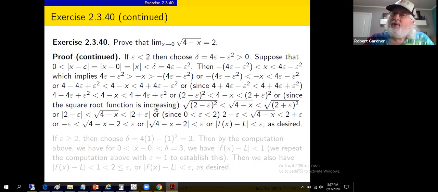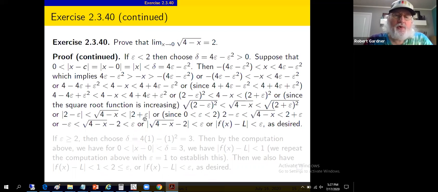I'm depending on some of your knowledge from pre-calculus or high school. The square root of something squared is the absolute value of the something. So this gives us absolute value of 2 minus epsilon, absolute value of 2 plus epsilon. Here we've got the square root of 4 minus x. Excellent, that's f of x, by the way. And over here, we've got the square root of something squared. That's the absolute value of the something.